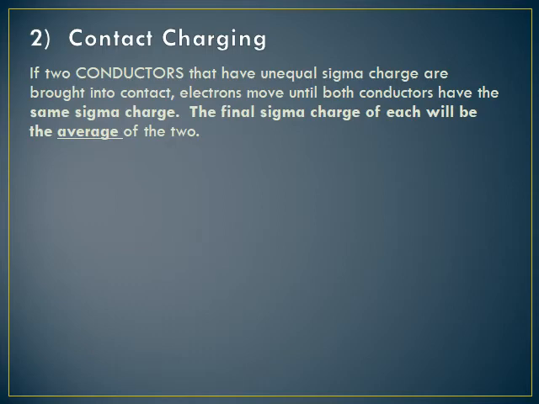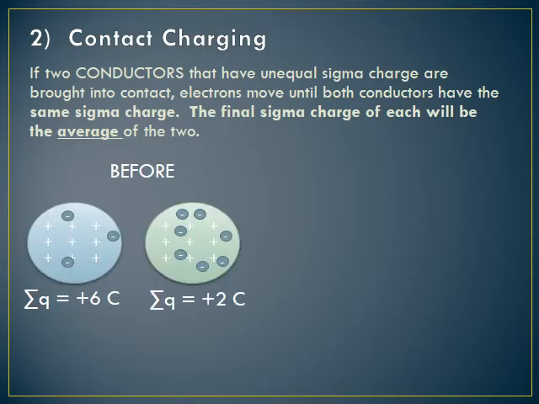The second kind of charging is called contact charging, and contact charging happens when you have two conductors and you touch them to each other. These conductors need to start off with unequal sigma charge, so my system might have an unbalanced sigma charge to start, or maybe it's balanced but they're equal and opposite. And when you touch those two conductors, what happens is the electrons are going to flow because they can move easily until both conductors have the same sigma charge. So the electrons basically want to spread out as far as possible, so they spread out until they're balanced. You can also determine that the final charge of each one is going to be the average of the two original charges. Let me show you how this works.